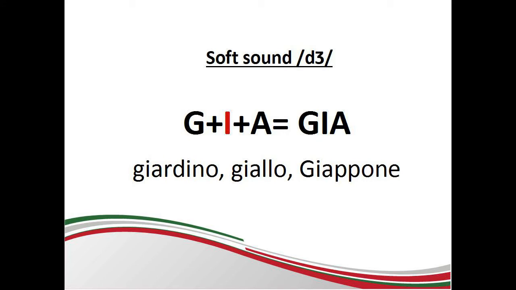It is possible to get a soft sound with vowels A, O, U by putting I between G and any of these three vowels. For example, G-I-A is spelled ja. Like giardino, giallo, Giappone.